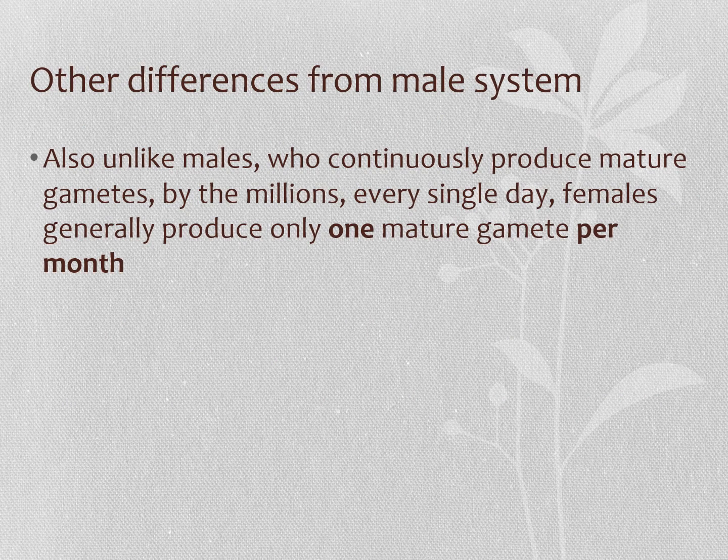Okay, so some other differences from the male system, right? So not only are men making sperm up until the day they die every single day, female-bodied people only make one mature gamete per month, right? So instead of hundreds of millions per day, just one per month. So again, why do you think that was a good strategy? Why did that persist evolutionarily or evolve?